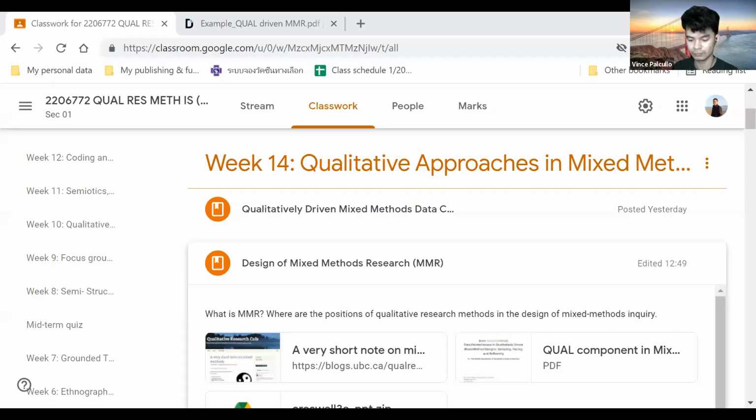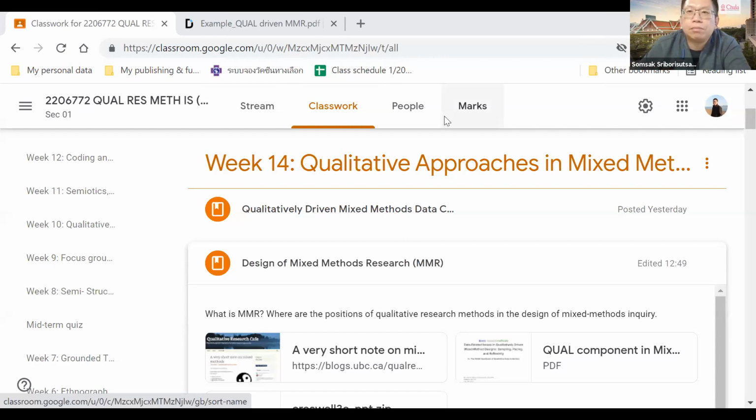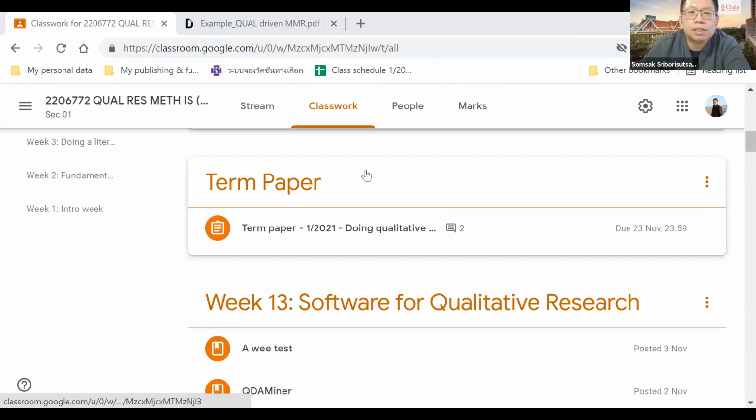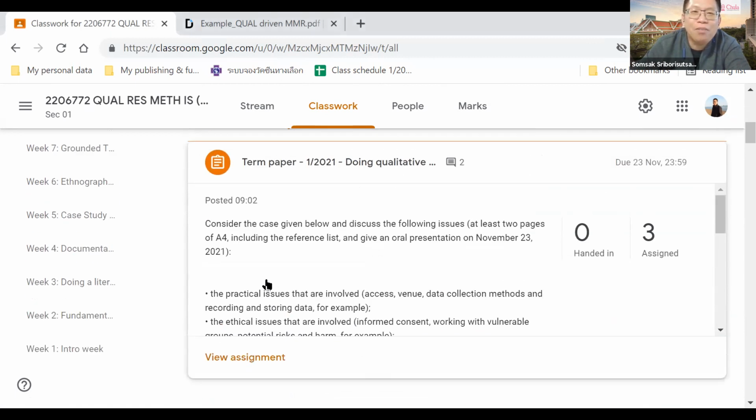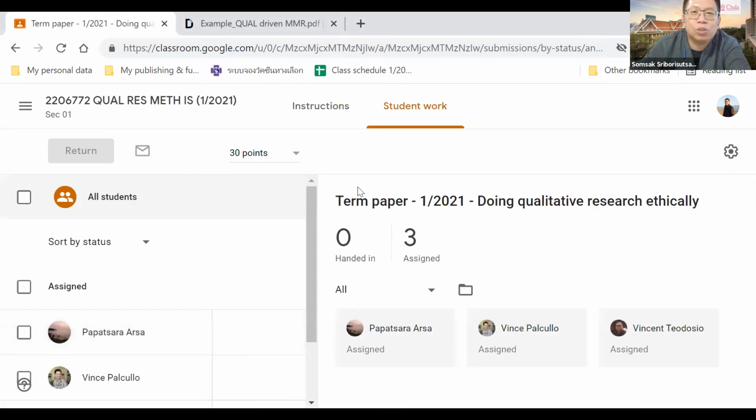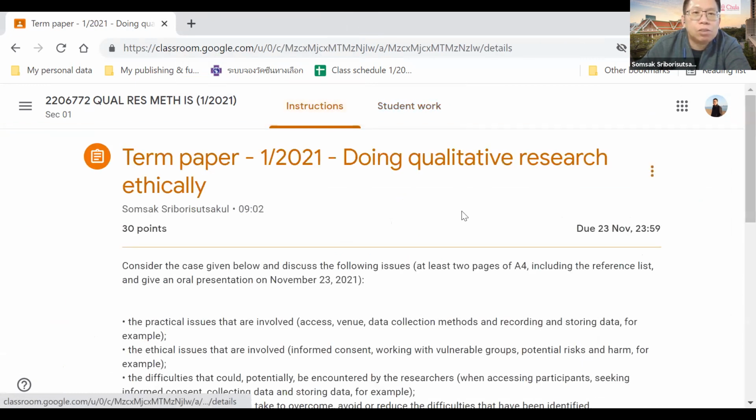Okay. You see my screen now? Yes. Okay. Just to make sure that you understand our term paper instruction. Thank you again to Jan Gop for reminding me, because we have to let you know early, so you can spend more time to think about the answers you write in the term paper. Just have a look together.